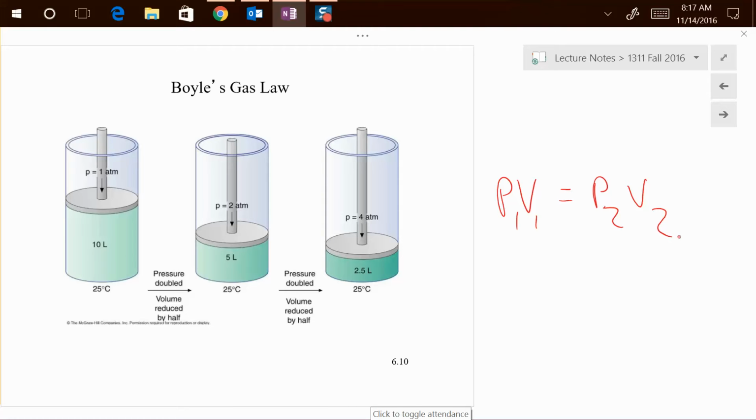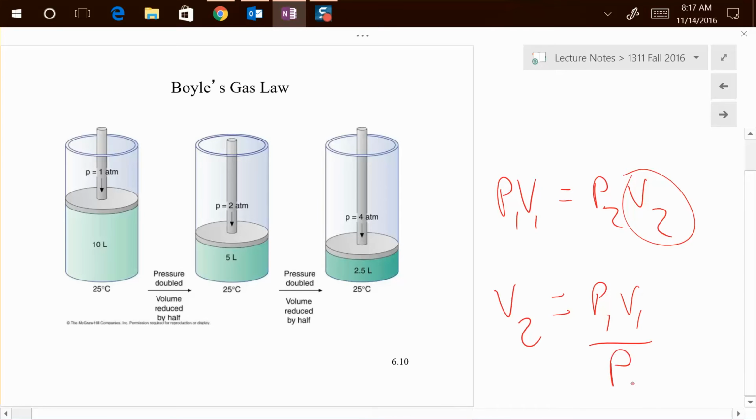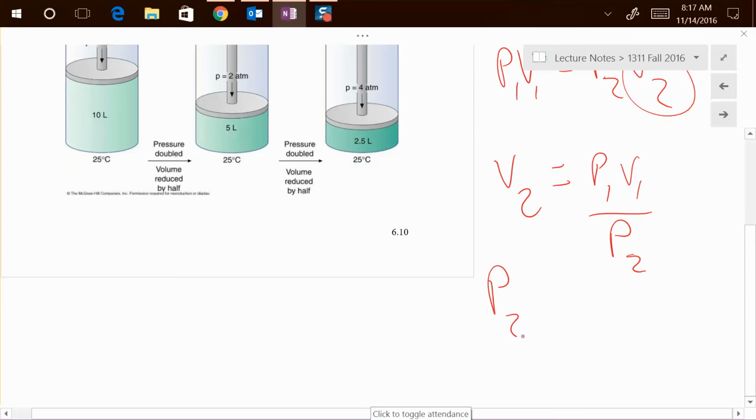So if I don't know what the final volume is, I can solve for it: V2 equals P1 V1 over P2. Or if I want to know the new pressure, I solve for it. What is P2? That's the new pressure.